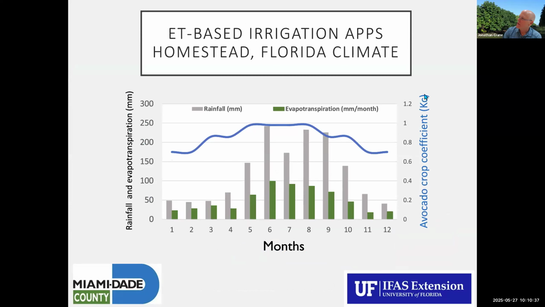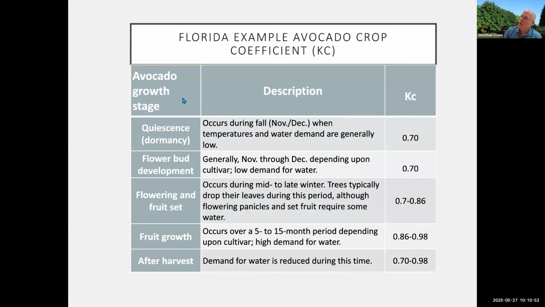And this is the crop coefficient that was determined for avocado at this time. You can see it ranges from 0 to 1.2 times what the evapotranspiration is. So you can look at the crop stages. So dormancy, you can see that the value of this crop coefficient is below 1. It's not exact. And so if the evapotranspiration is 3 inches, it's 0.7 times 3 inches is what the tree is losing. You see what I mean?